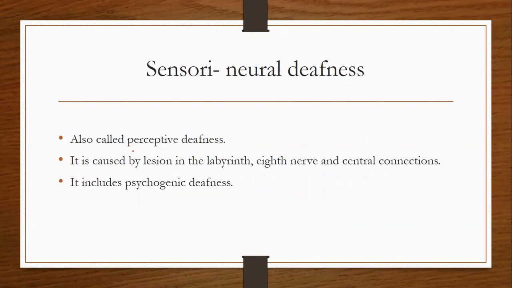Sensory-neural deafness is also called perceptive deafness. It is mainly caused by lesions in the labyrinth, eighth nerve, and central connections, so it is mainly associated with lesions in the internal or inner ear. The eighth nerve is the vestibulo-cochlear nerve, so any change happening in this nerve is mainly associated with hearing function. In sensory-neural deafness, there can be involvement of psychogenic deafness also.